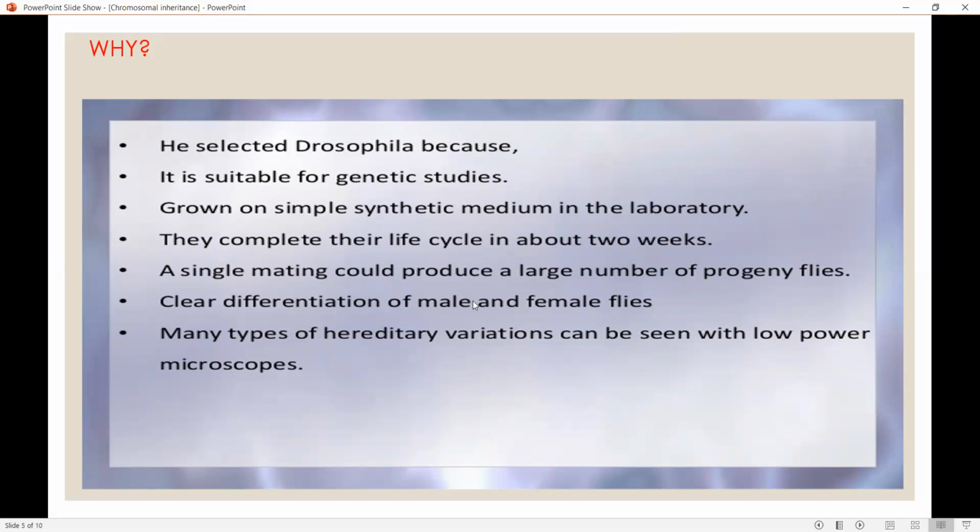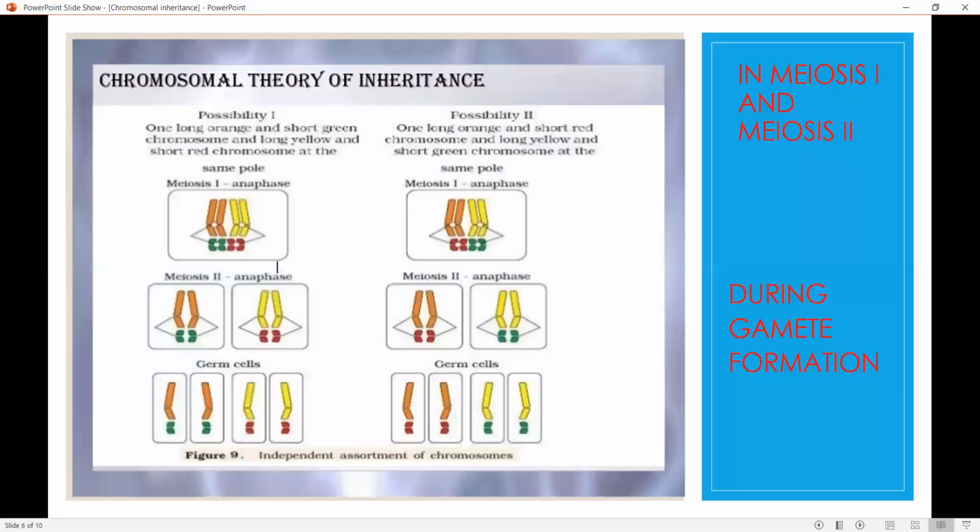There is clear differentiation of male and female flies. Male and female flies are quite different in their characters, and many types of hereditary variation can be seen with a low power microscope. So these are the advantages why Morgan selected the fruit fly, Drosophila, in his experiment.